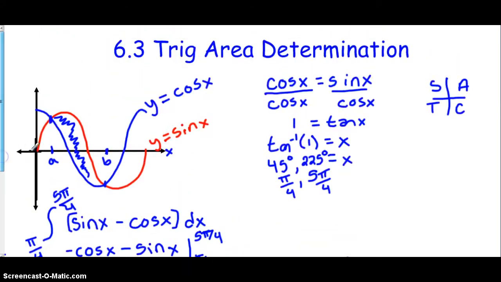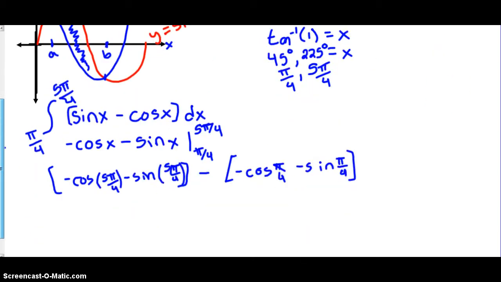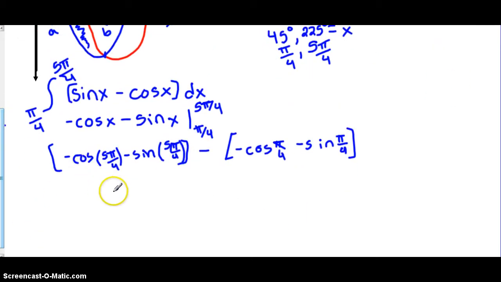Remember, all students take calculus. So cosine is negative in the third quadrant. 45-degree reference angle for cosine and sine is root 2 over 2. So I have negative, and then I've got cosine, so that's negative root 2 divided by 2. And then we have minus sine of 5 pi over 4, also going to be negative root 2 divided by 2.